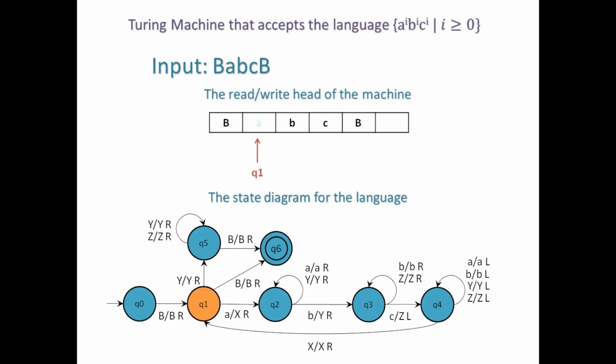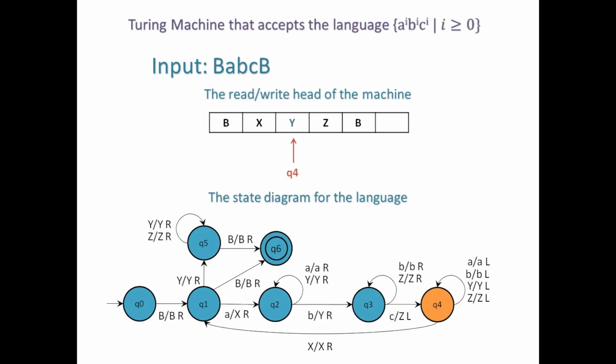Next, we read A, write X, and move to the right. The state is now at Q2. Now, let's go by each input string faster. Read B, write Y, move right. Read C, write Z, move left.